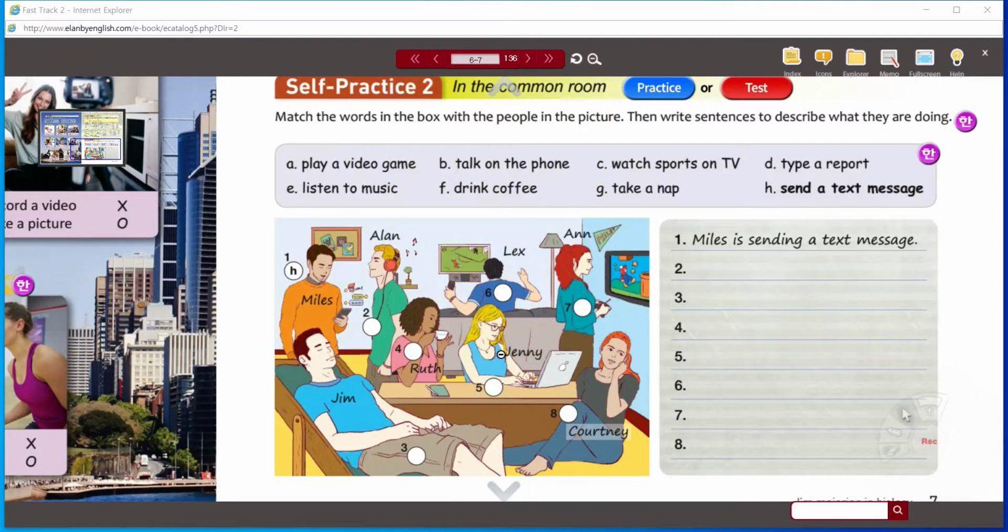Number 5, Jenny. What is Jenny doing? Answer, D. Jenny is typing a report. Number 6, Lex. What is Lex doing? He is watching sports on TV.